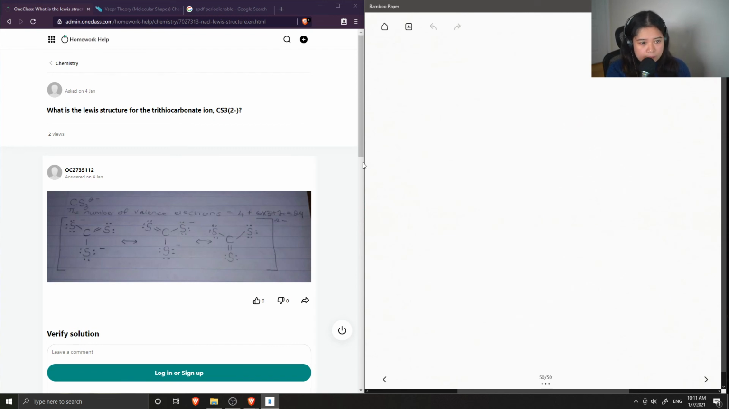Okay, so question number 3. What is the Lewis structure for trithiocarbonate ion? So this is CS3 2-.